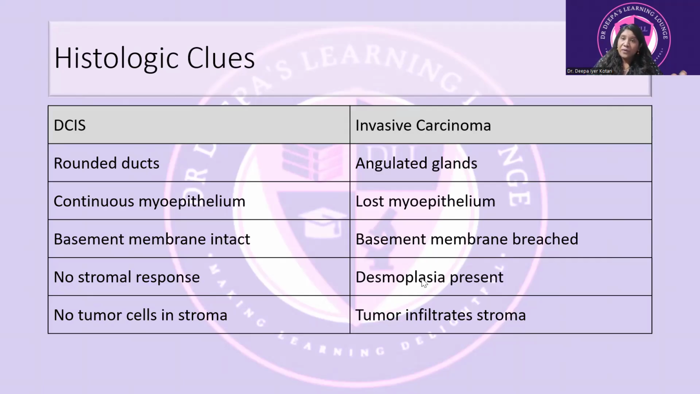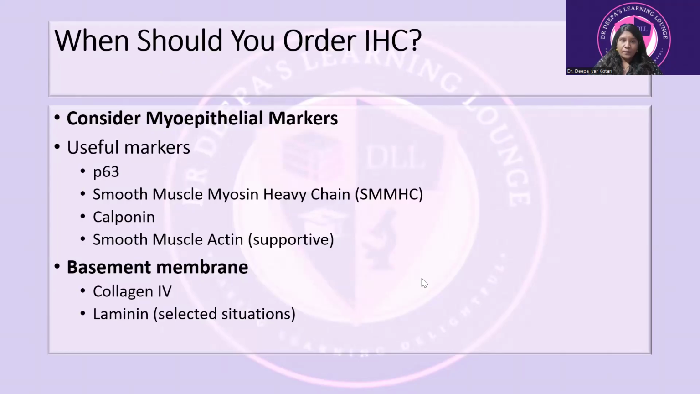Notice that almost every feature revolves around the architecture only, rather than the cytology of each of these cells. So the nuclei, although they look identical in DCIS and invasive carcinoma, it is the architecture and the invasion that make the difference. It is not the cytology of each cell. That you have to be very careful about.